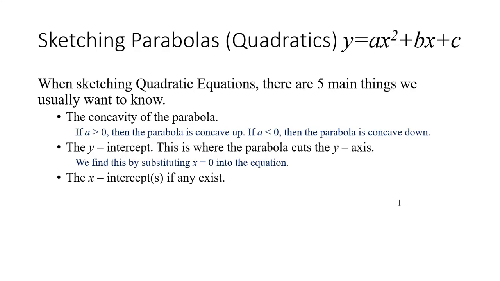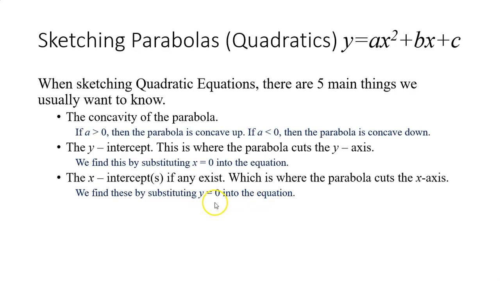We can also find the x-intercepts. Now, sometimes there will be 2, sometimes there will only be 1, and sometimes there may not be any that exist. But to find out where it cuts the x-axis, we substitute in y equals 0 into the equation. So we replace the y with 0, so we have a quadratic equal to 0, and then we go and solve that. And today, as I said, we're going to use our factorising method.